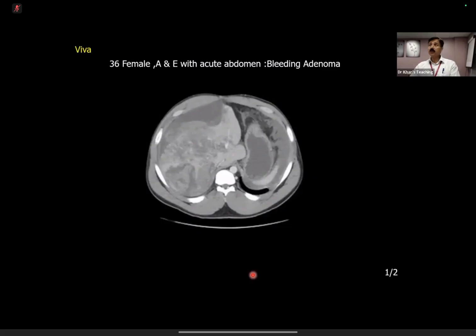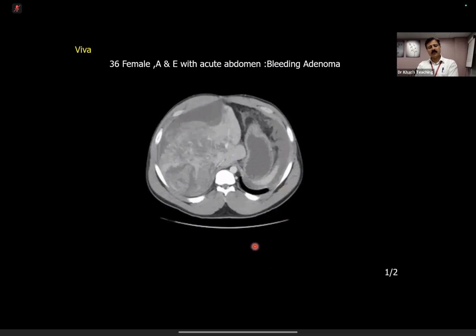Okay, candidate 4. So this is a 36-year-old female, came to A&E with acute abdomen. Oh, sorry, I have written the diagnosis there. So maybe I'll just tackle it as a teaching case.